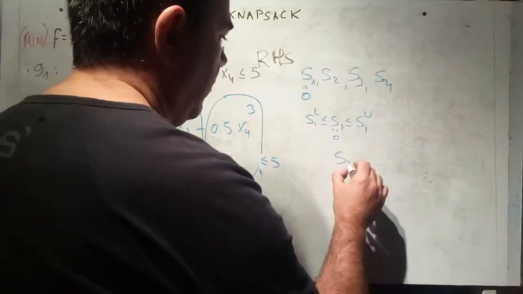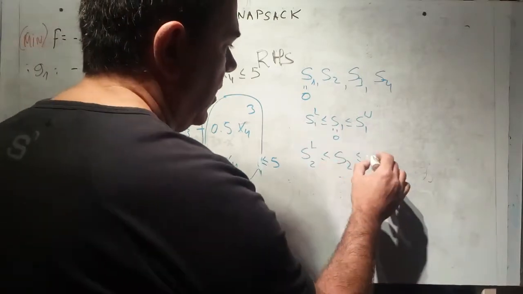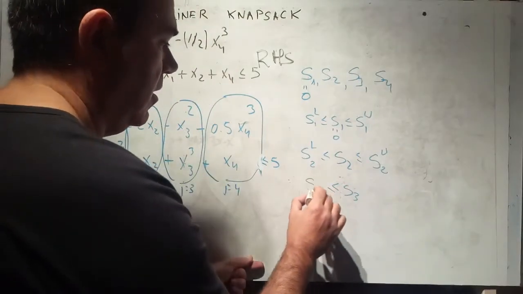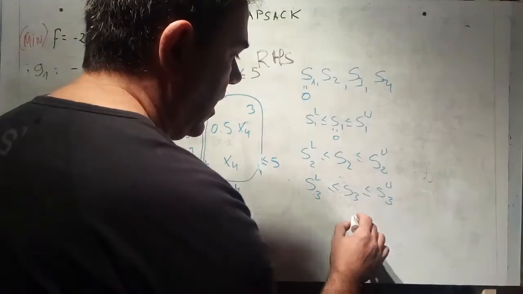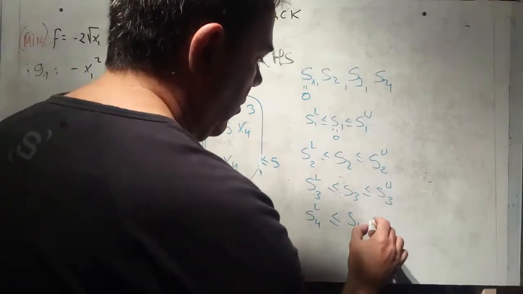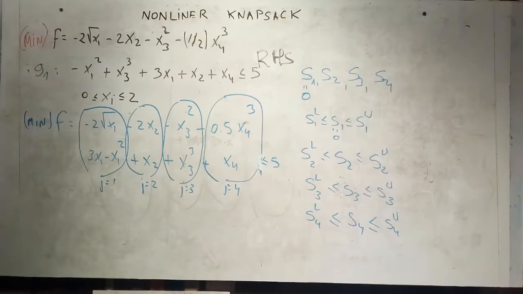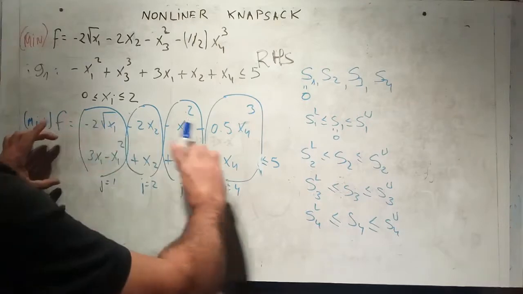But the thing will be different for S2. So S2 really will move between S2 lower and S2 upper. The same for S3. S3 will be moving between a lower value and an upper value, and S4 the same, will be moving between S4 lower and S4 upper, right? So the thing we are going to do is, for evaluating the state variables, we are going to work now only with the constraint.